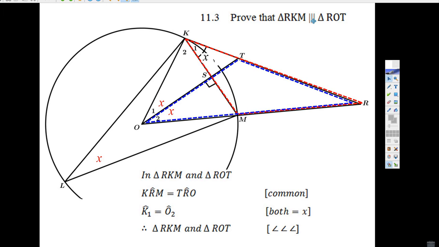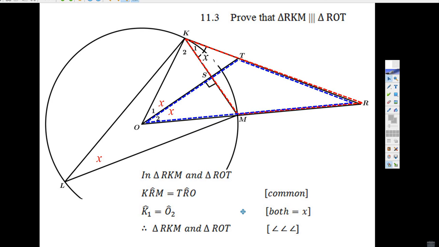You have to know that similar means the angles match up. The angles must be exactly the same. They might be a different size, but the angles will match up. Well, let's try it. You start off, you say in triangle RKM and triangle ROT, angle KRM and angle ROT, this angle R is common. You could just say angle R is common. So there you've got one of the angles.